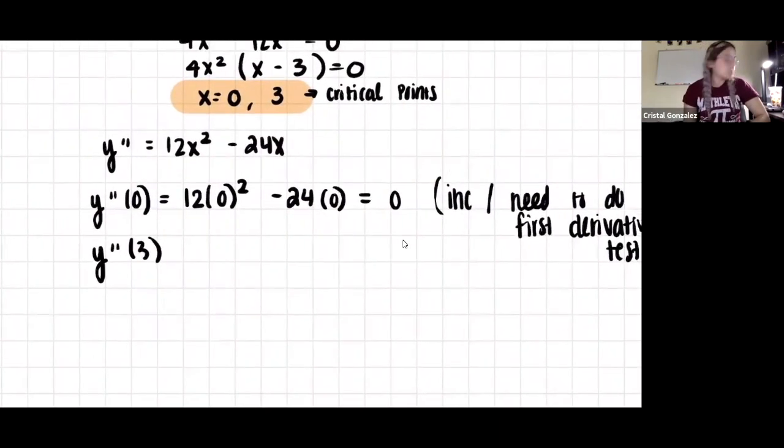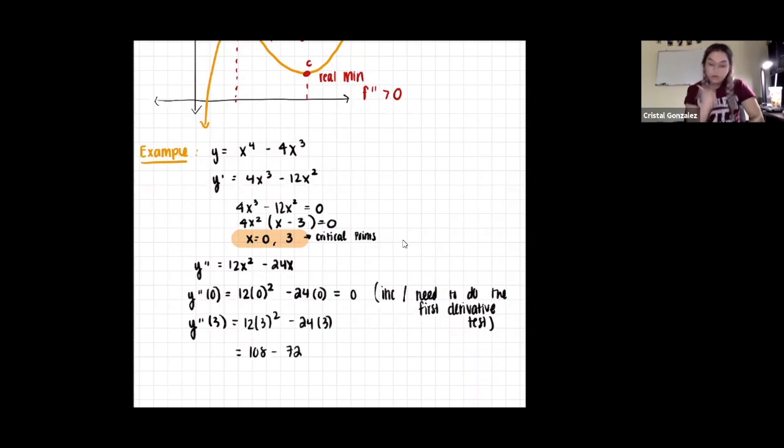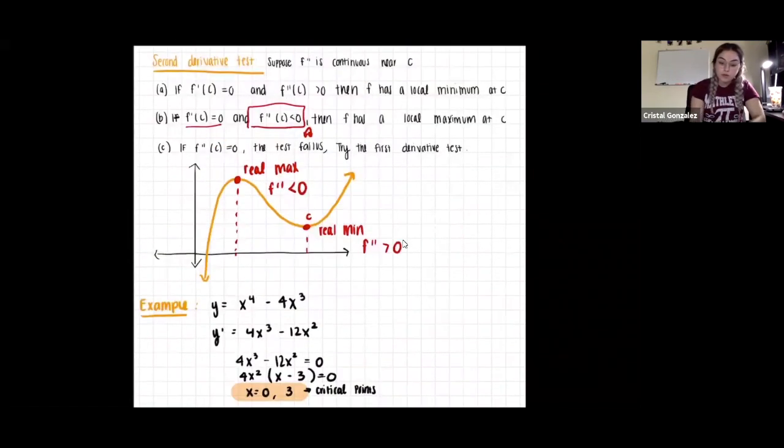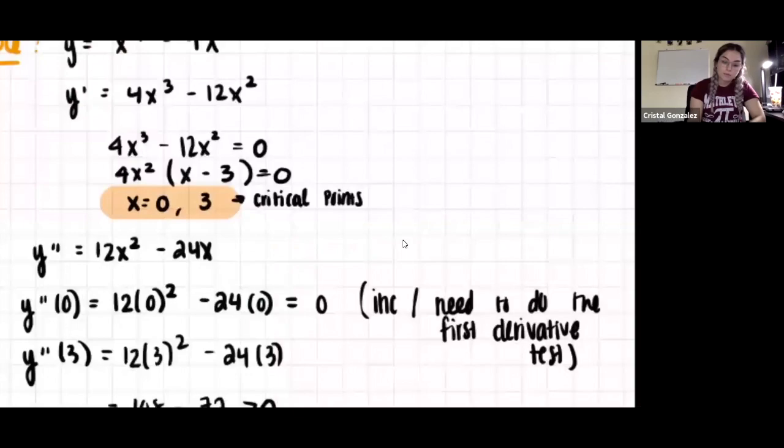And so then we would do it again on 3, and then we get 12 times 3 squared minus 24 times 3. And if we evaluate that, we get 108 minus 72. And right away, you can tell that this is going to be greater than 0 because 108 is much larger than 72. And so because it's greater than 0, we have a minimum. So this is going to give us a minimum.